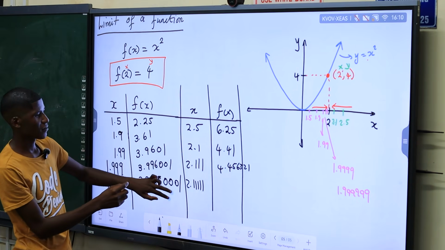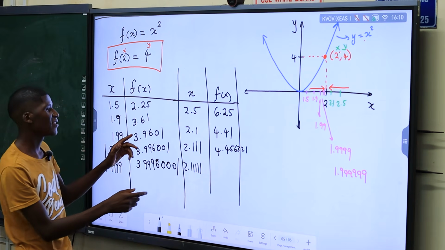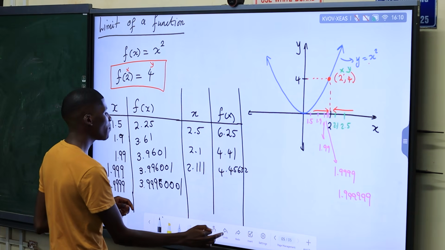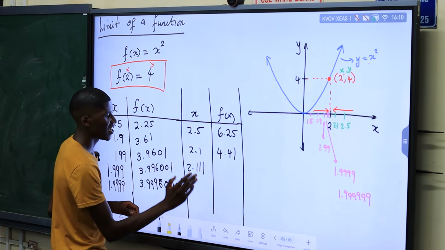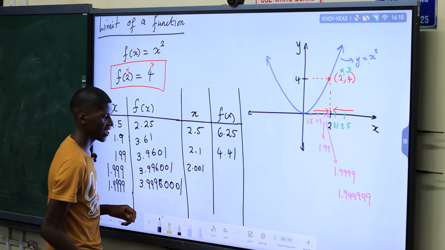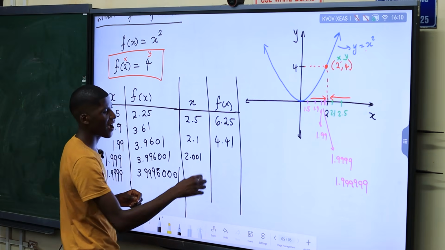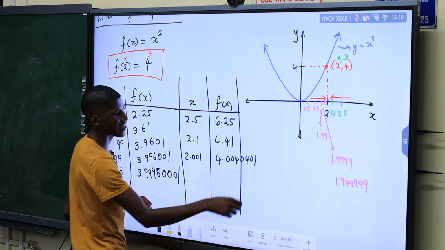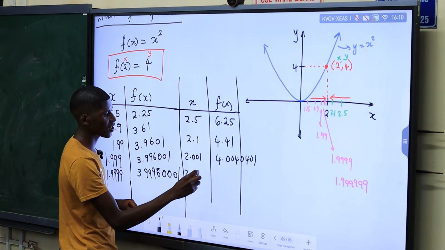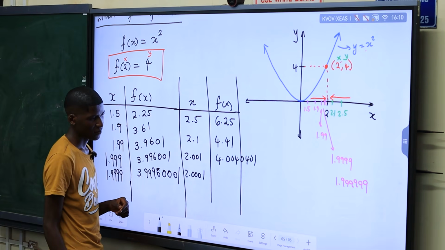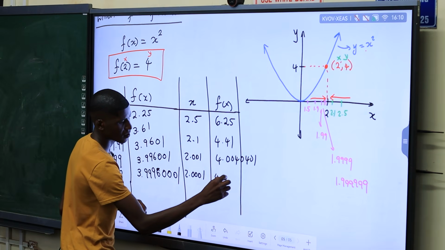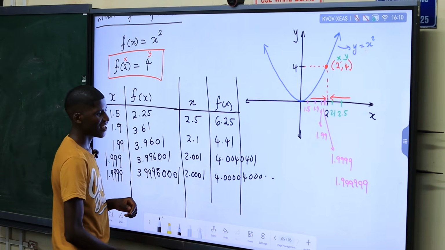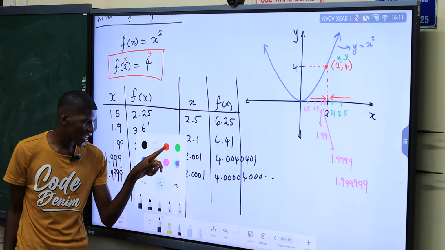Oh yeah, I want them to decrease, I want it to get closer to 4. So not 2.1111, let's do 2.001. 2.001 squared gives 4.004001, something like this. Then 2.0001, whatever that is. So I want to see the pattern here. Let's look.